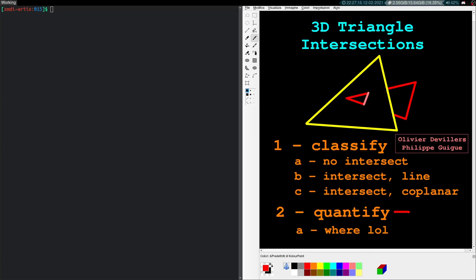Welcome back, CAD from Scratch, episode 15. The topic today is triangle intersections in three dimensions. And so this is an extremely important fundamental topic. It's the basis of almost everything of value in computational geometry.